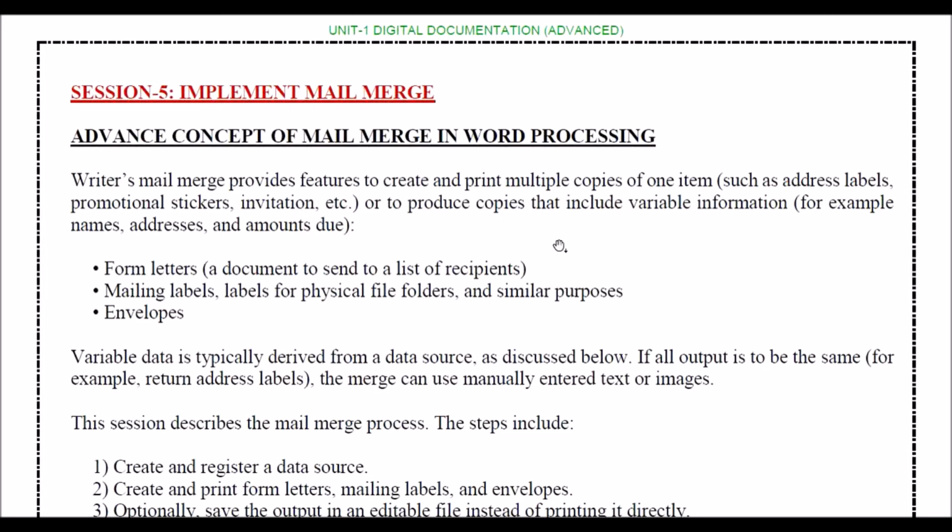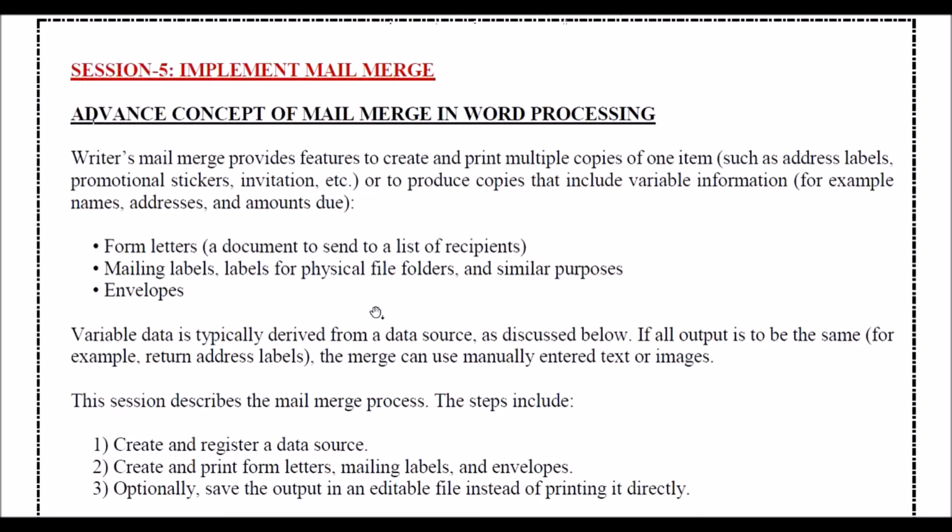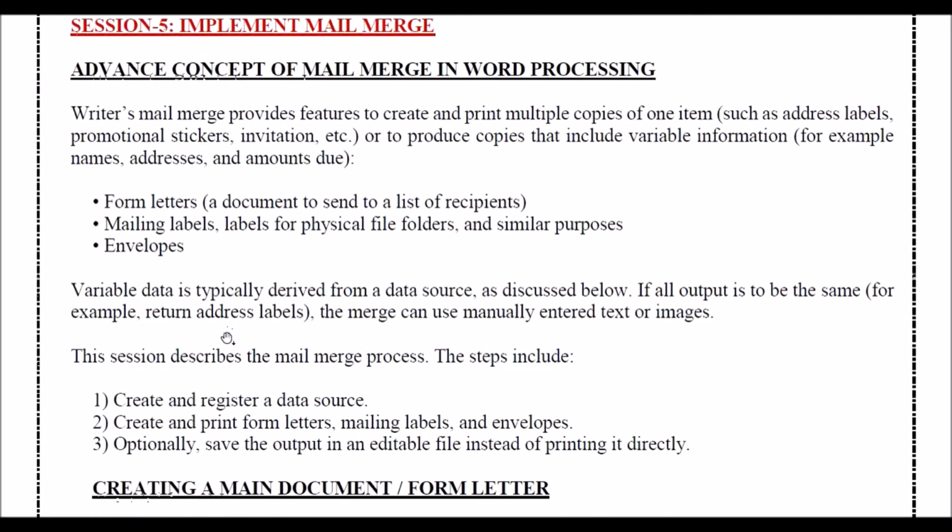Variable information means the main content you want the same, but the name, phone number, address, that is the variable information. So that you can change the name of the recipient and all. Basically the information that is included is your form letter, that is a document that you have to send to the recipients, and then the mailing labels, the labels or the name of the recipients and all, and then the envelope. Envelopes we don't have to worry about, it's not in the syllabus. So we'll be just worrying about how to create forms and adding the labels to it.